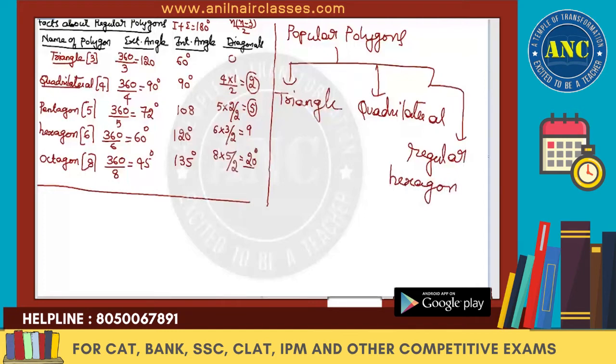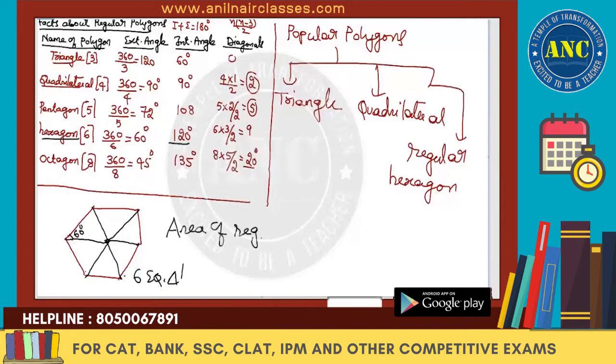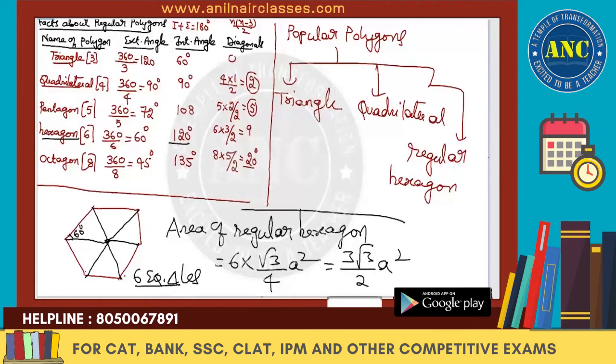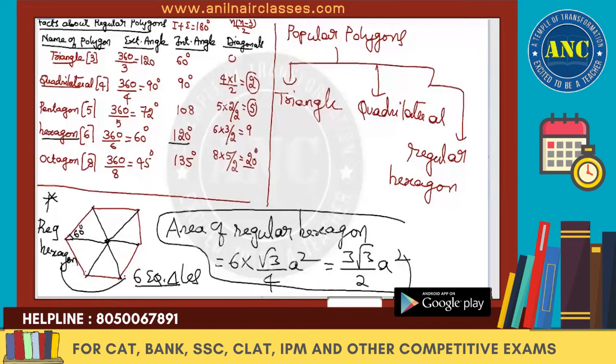Regular hexagon: hexagon means a total of 6 sides. In this regular hexagon, if I join all vertices from the center, I will form 6 equilateral triangles, so each central angle is 60 degrees. Area of a regular hexagon is 6 into the area of an equilateral triangle, root 3 by 4 a square, which is 3 root 3 by 2 a square. There are 6 equilateral triangles formed in a regular hexagon. This is the theory. Now we will start with the problems right after this. I hope this theory is clear.